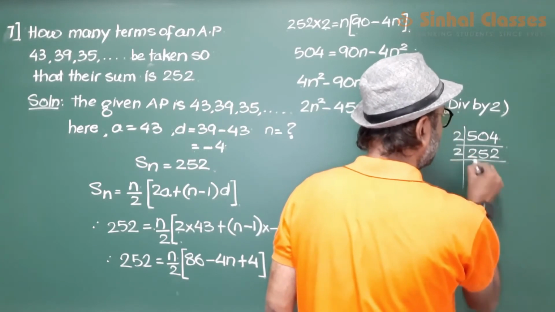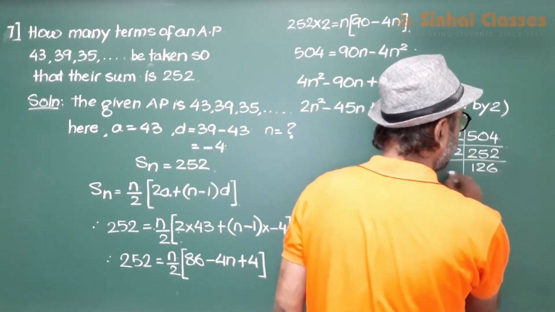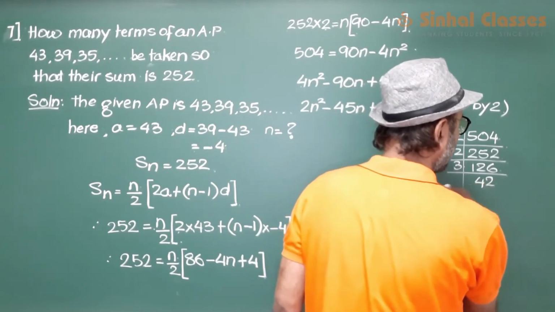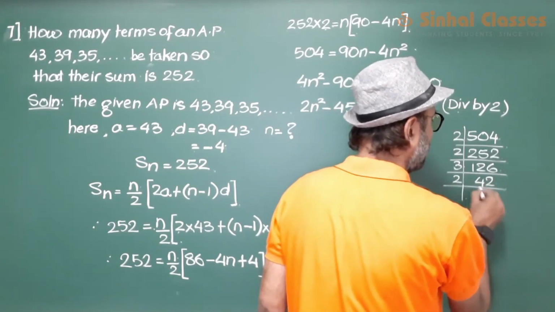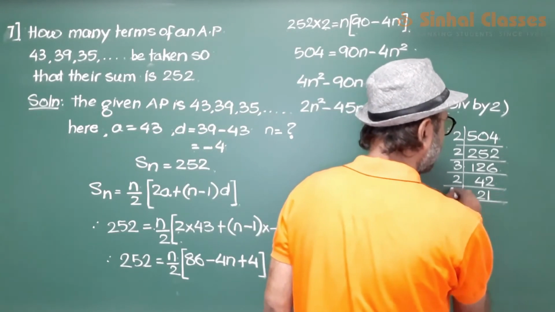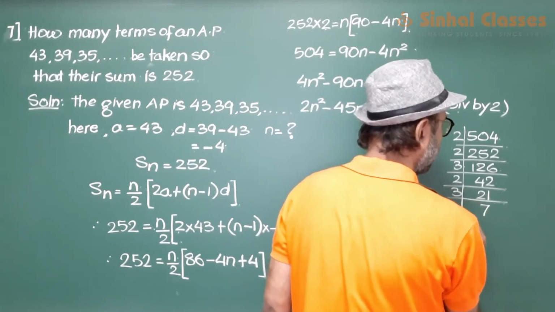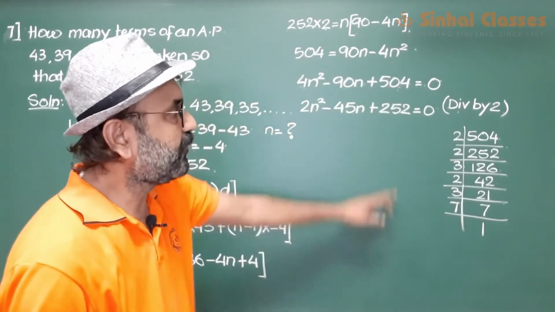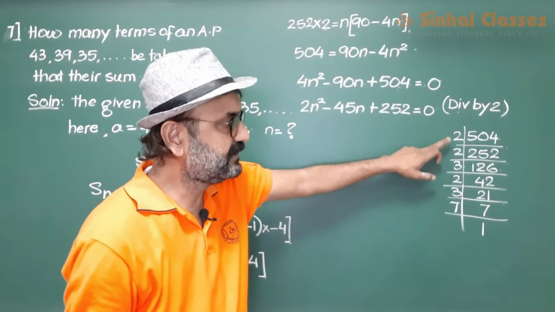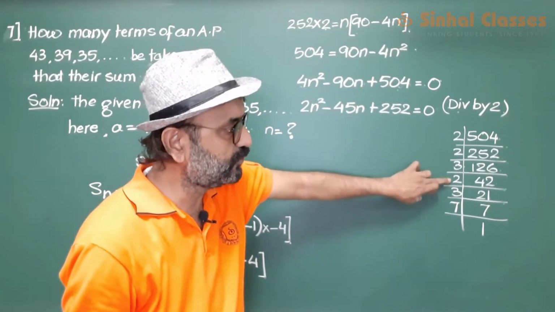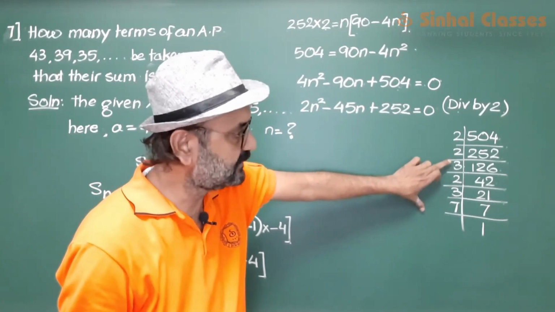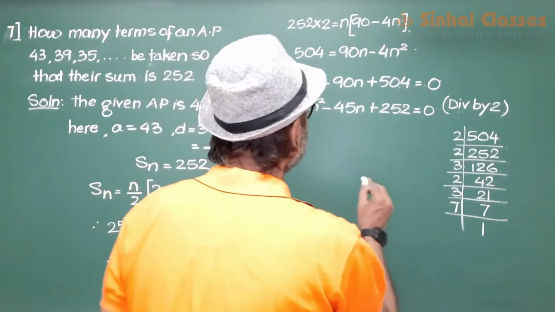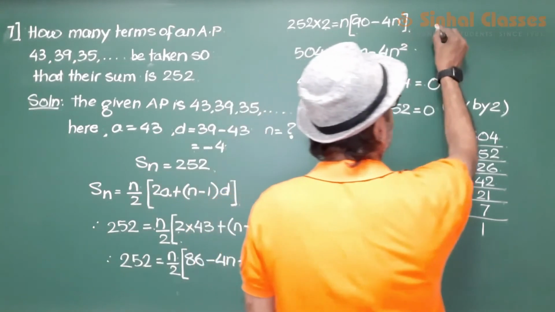252, 126, 342, 221, 3, 7 and 7, 1. So for 504, these are the possible factors: 2 appears 3 times, 3 appears 2 times, and 7 appears 1 time. So these are the possible factors that we have here.